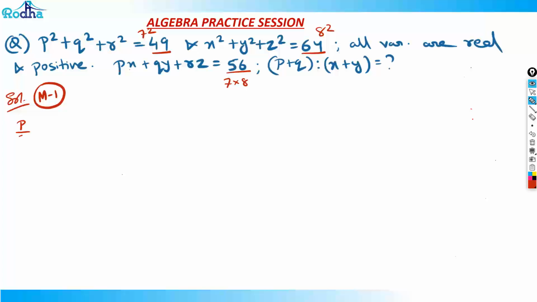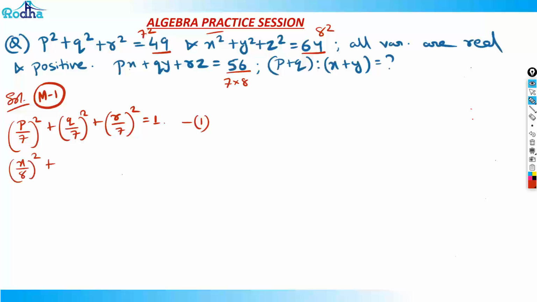And then I can write (p by 7) whole square plus (q by 7) whole square plus (r by 7) whole square is equal to 1. This can be my equation number 1, because I can sense that I need to multiply these two equations, like 7 into 8 is 56. Now similarly, if I divide this equation by 64, I can write (x by 8) square plus (y by 8) square plus (z by 8) square is equal to again 1. This is my equation number 2.